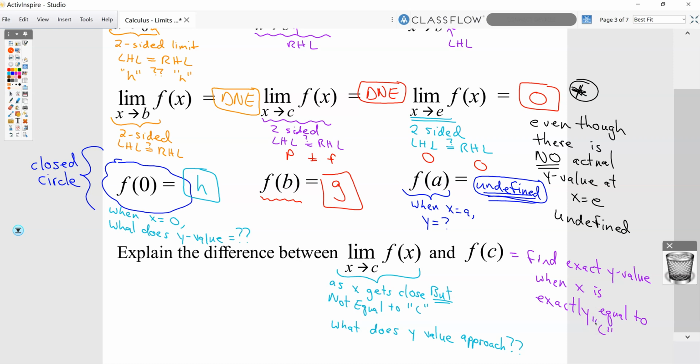So you're not letting x get close. X has to equal exactly that number. And then you can't tell me what y gets close to. You have to tell me what y is exactly equal to.